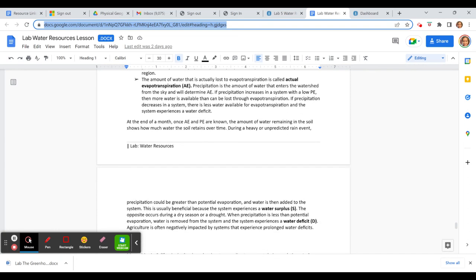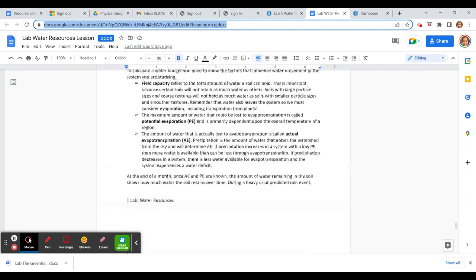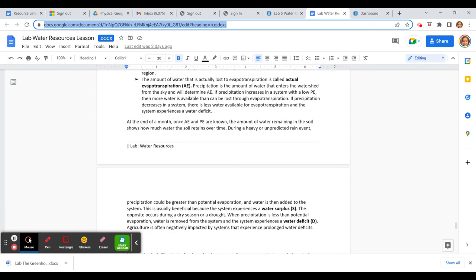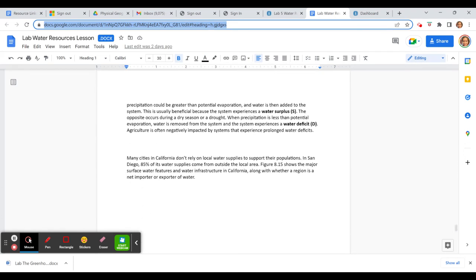At the end of a month, once the AE, which is actual evapotranspiration, and PE, which is potential evapotranspiration, are known, the amount of water remaining in the soil shows how much water the soil will have over time. Now, if we have more than we need, we're going to have a water surplus. And if we're using too much, we have a water deficit. So in Southern California, we have a perpetual water deficit.